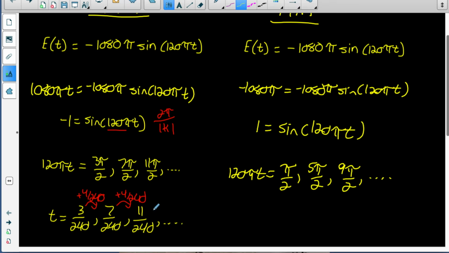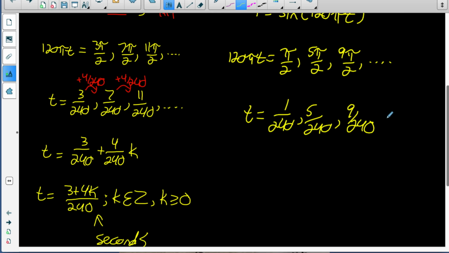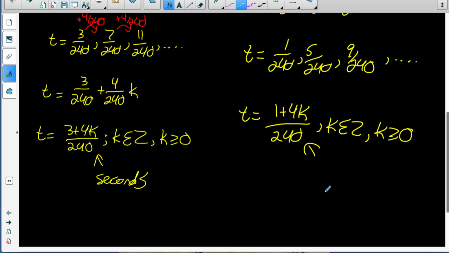Now let's isolate t by dividing by 120 pi, so divide each of these by 120 pi, we get 1 over 240, 5 over 240, and notice these answers are all 4 over 240 apart as well, right, because that's the period of our transformed sine function that we have up here. And these answers go on forever, so let's express all of these as a single answer by writing t equals 1 plus 4k over 240, where k is an element of integers, and k is greater than or equal to 0. And once again, I forgot to write my units. This is in seconds.